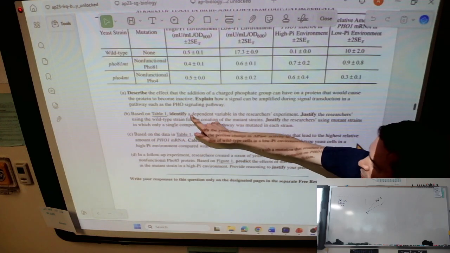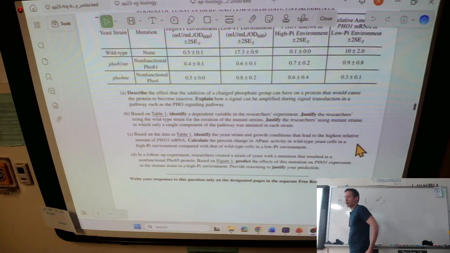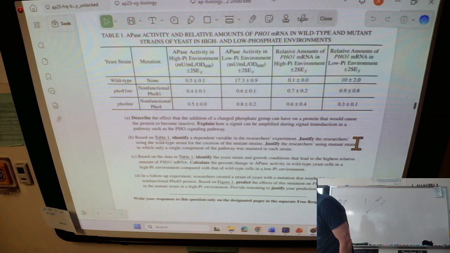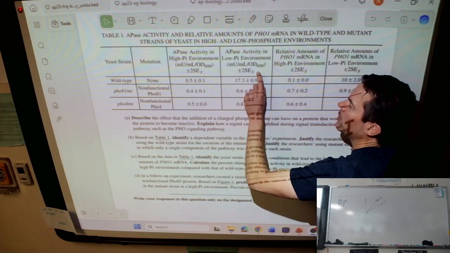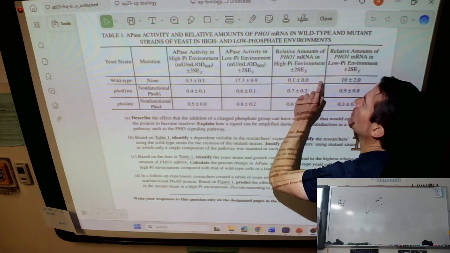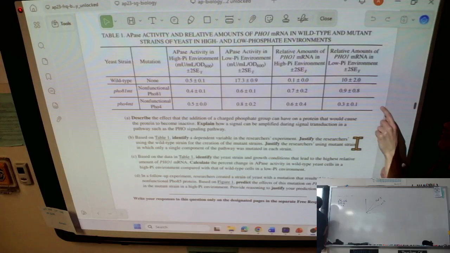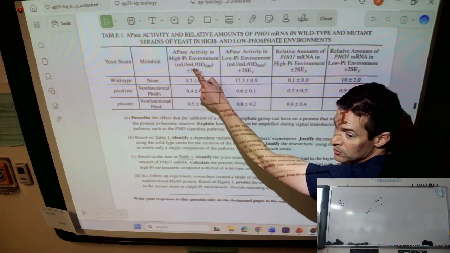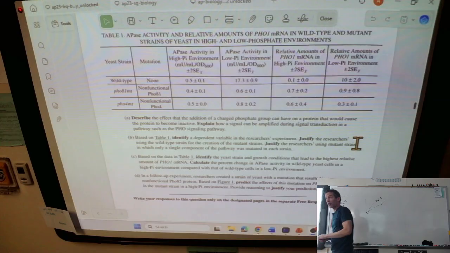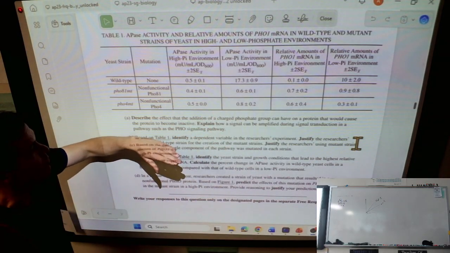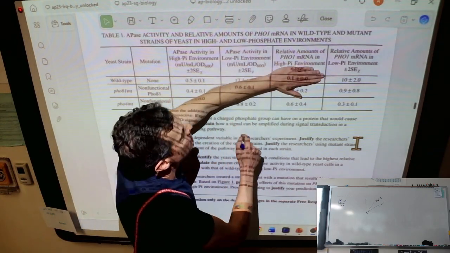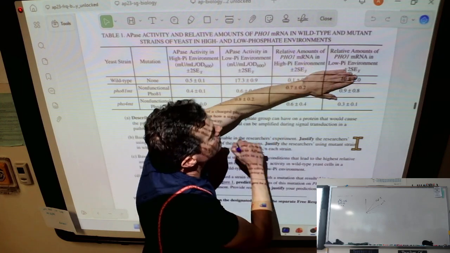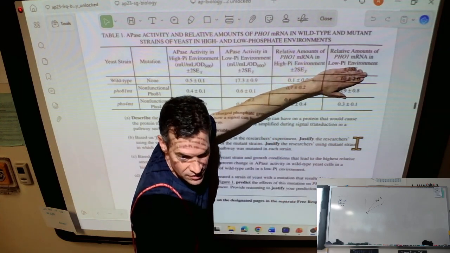Next up, part B. Based on the table, identify a dependent variable. So a dependent variable is anything that I'm measuring. So I could pick that one, or that one, or that one, or that one. I could barf out any one of these four things. When I looked at the rubric, I would copy down all of it just to be safe. But they didn't need the unit. So if you said that, or that, you got credit.